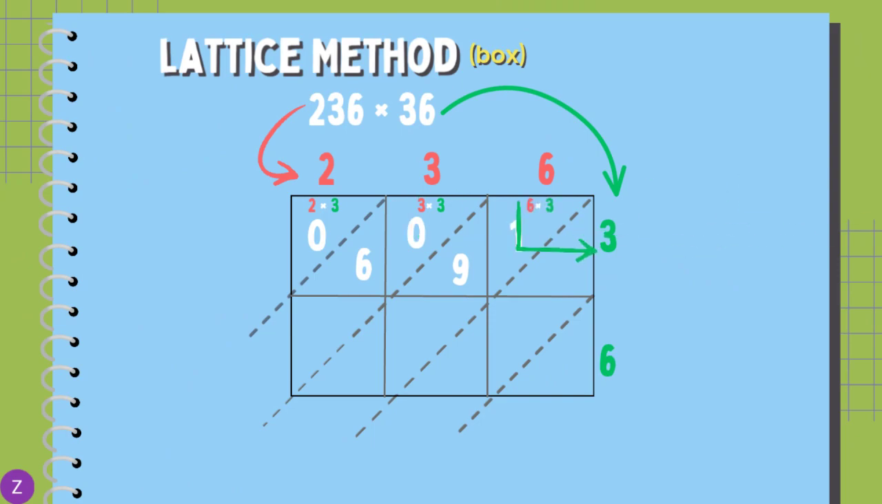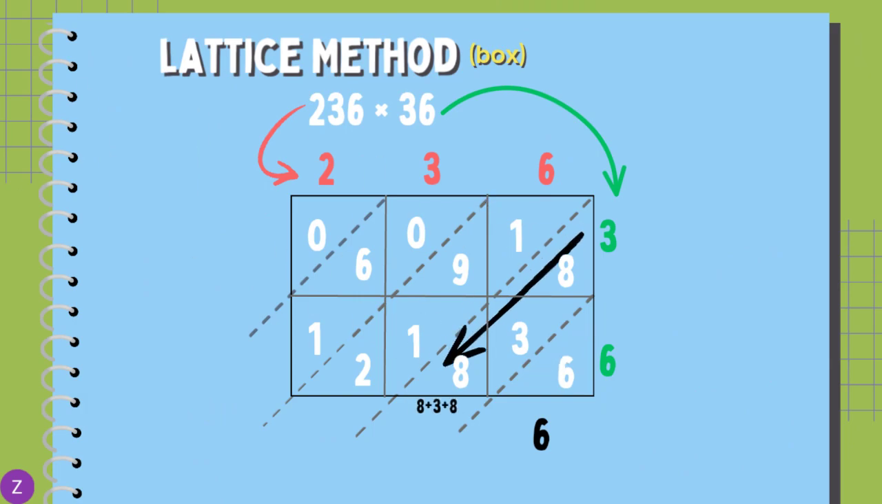We move back. The 2 at the top connects with the 6 now at the bottom, which is 12. The 3 connects with the 6, which is 18. And the 6 connects with the 6, which is 36. Again, we add vertically. There's only a 6 in the first row. The next group is 8 plus 3 plus 8, which is 19.